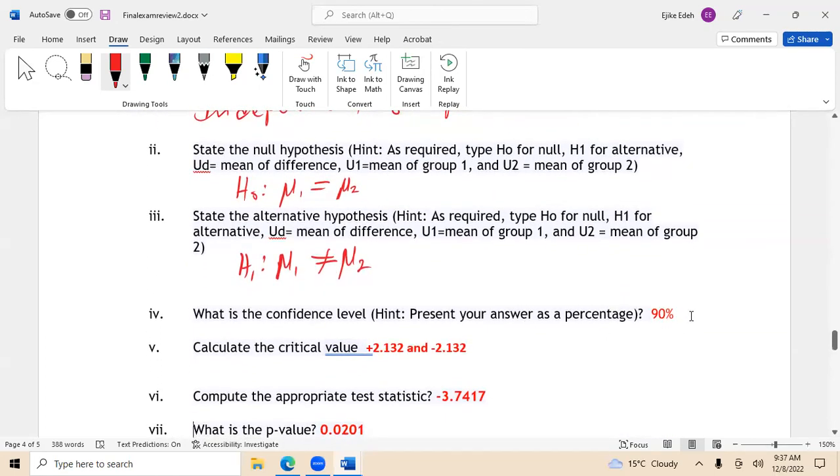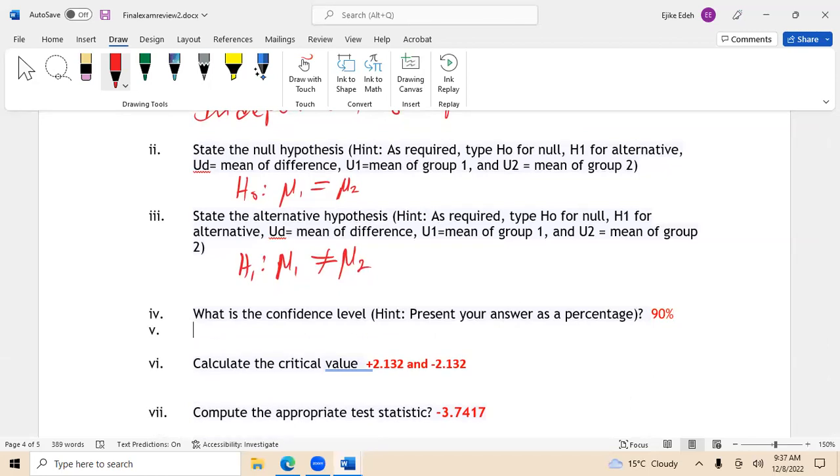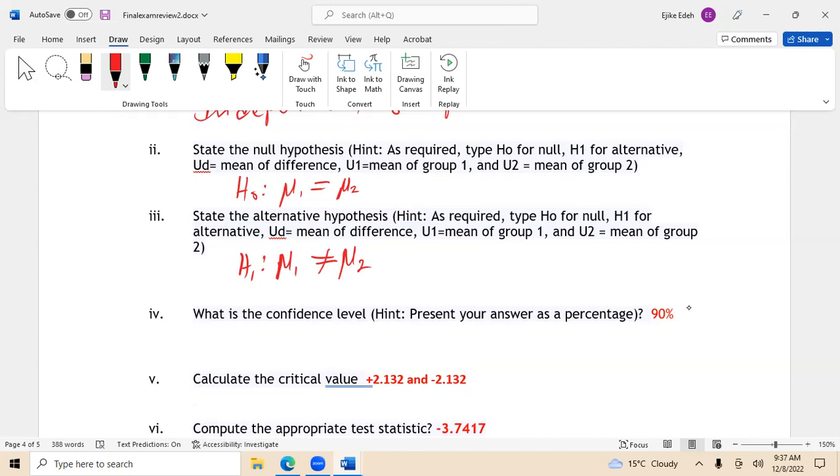What is the confidence level of the test? So for some of these numbers, I put in the answer. We're going to be walking through so that you see how we get to those answers. So what is the confidence level? The confidence level is normally in percentage, right? And the hint is here. Confidence level is given as 1 minus alpha always, right?